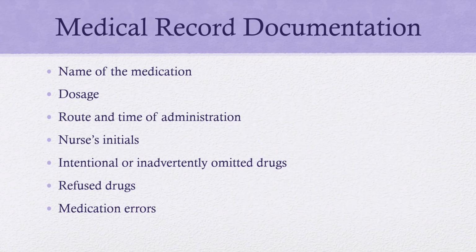So your medical record documentation should have the name of the med, what was the dose that we gave, what route and time that we gave, the nurse's initial, were there any intentional or inadvertent omitted drugs, did they refuse any of their meds, and were there any medication errors?